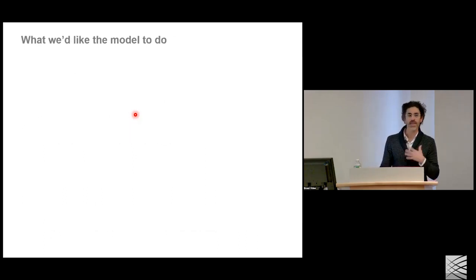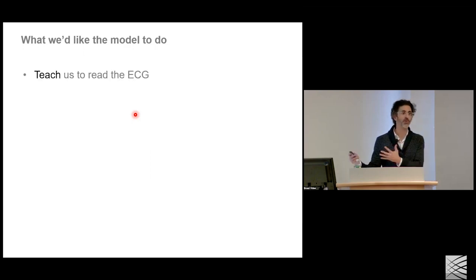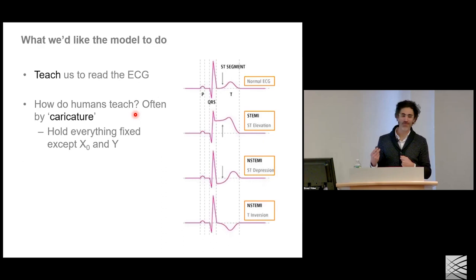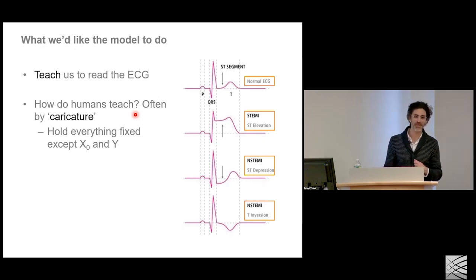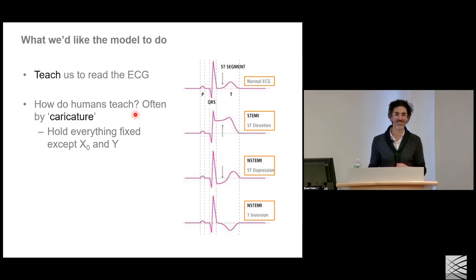So what would we like a model like this to do? Basically, the model knows something that we don't know, and we want the model to teach us what it knows. There's another setting where this happens a lot, which is medical school or residency, where somebody knows something that I don't know, and they're like, no, you need to learn this thing. So how do we do that?